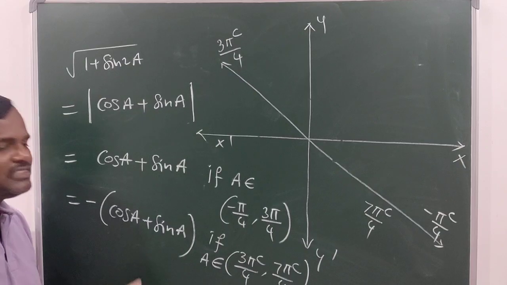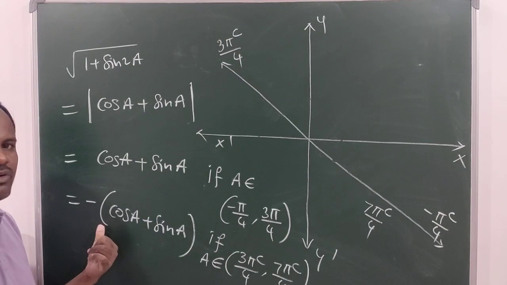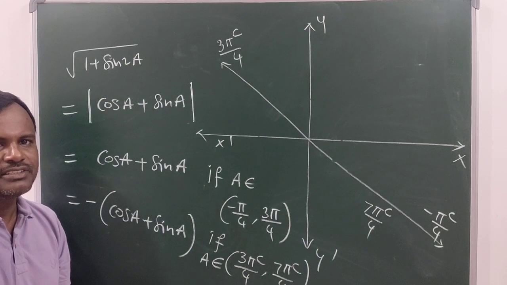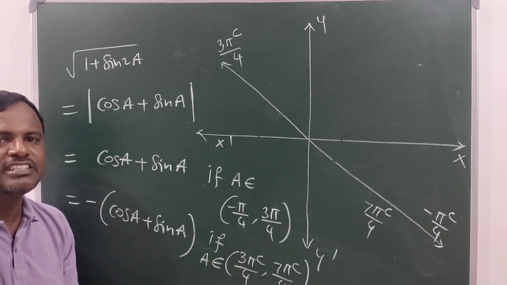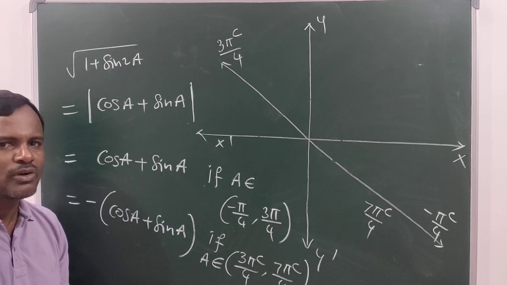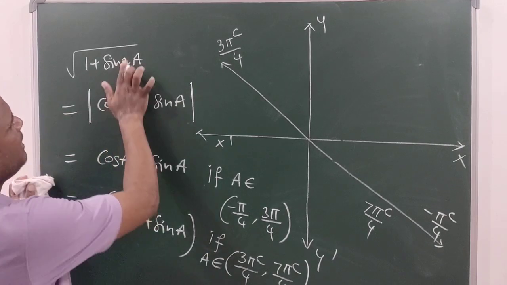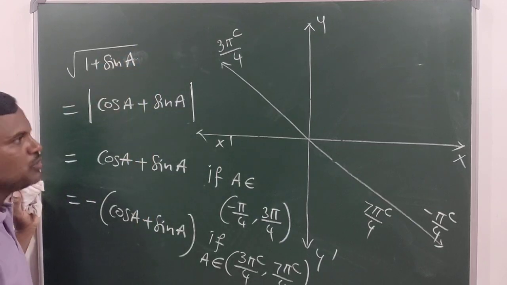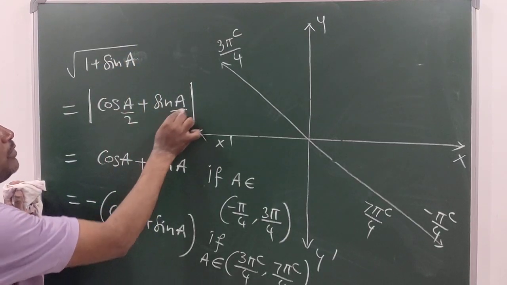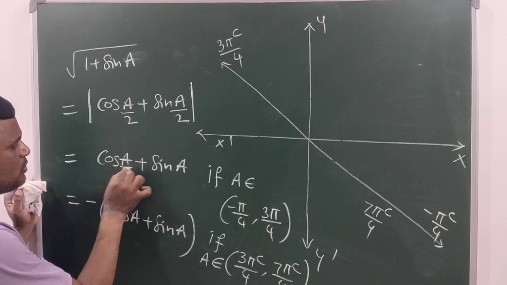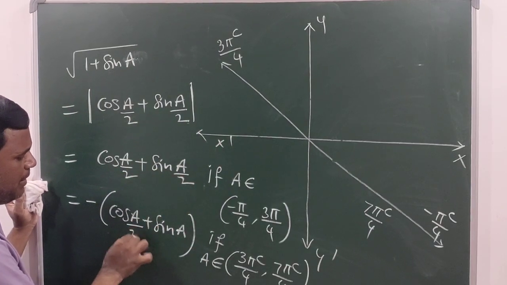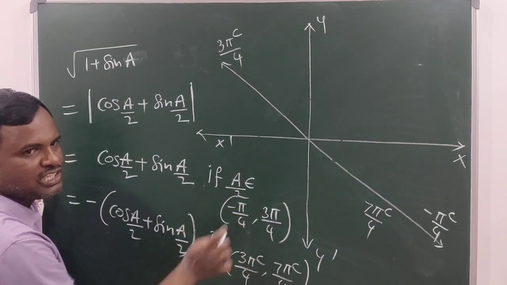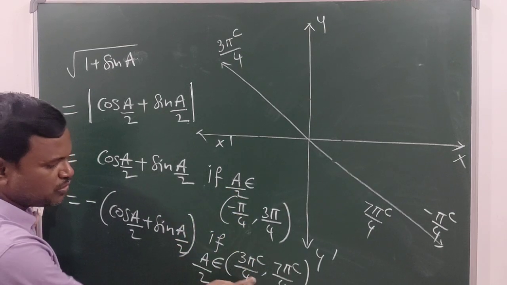In which interval it is negative? So 135 to 315 degrees. That is represented here as 7 pi by 4. Okay. So sometimes here it may not be 2A. It may be A. So in this case here what do we get? A by 2, A by 2. Here also A by 2, A by 2. Now angle A by 2 belongs to this interval and A by 2 belongs to this interval.